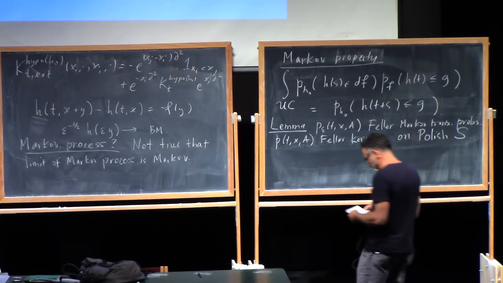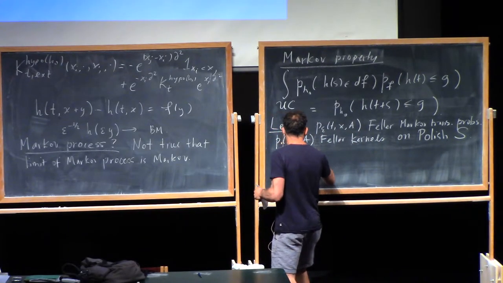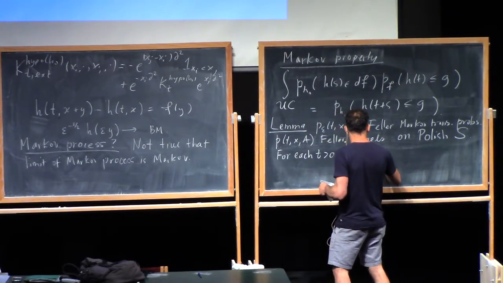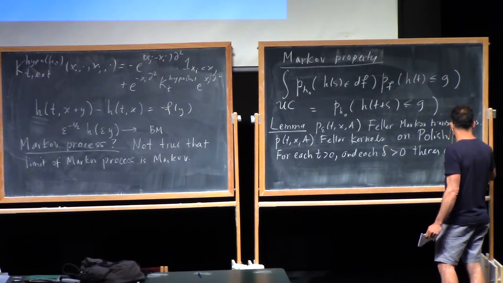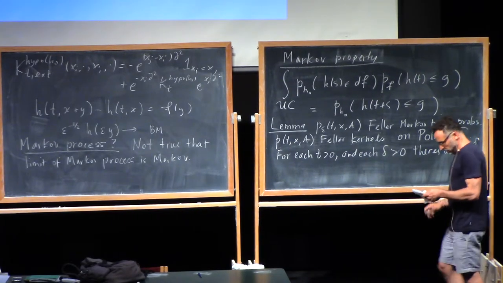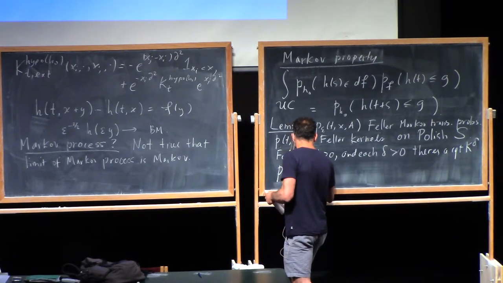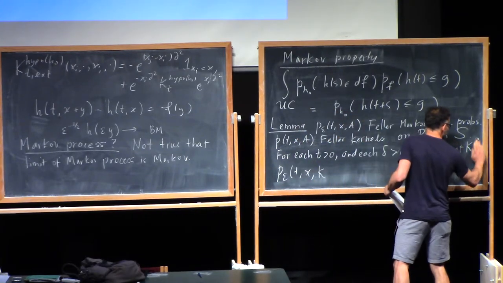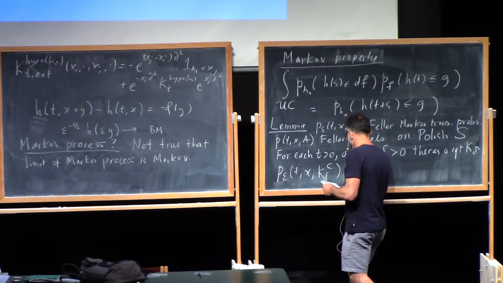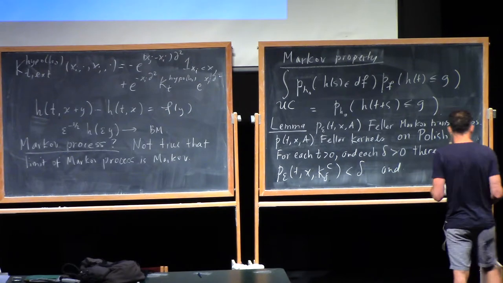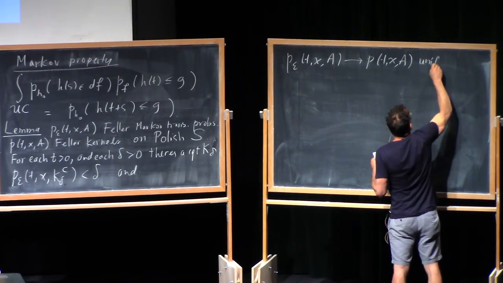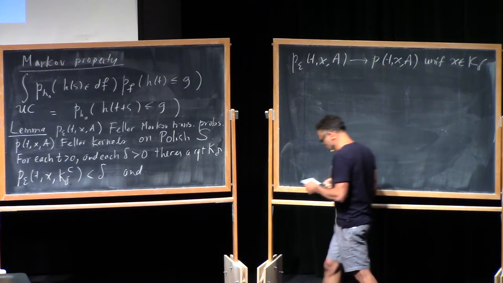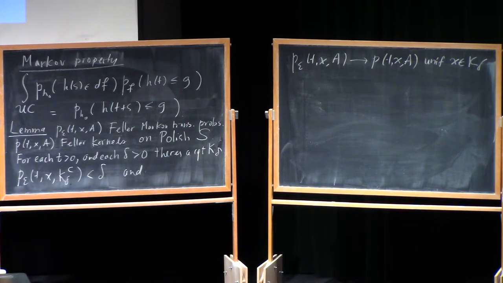And now for each t and each δ > 0, there's a compact set K_δ such that P^ε_t(x, K_δ complement) is less than δ, and P^ε_t(x, A) converge to P_t(x, A) uniformly for x in K_δ. Then P is Markov.